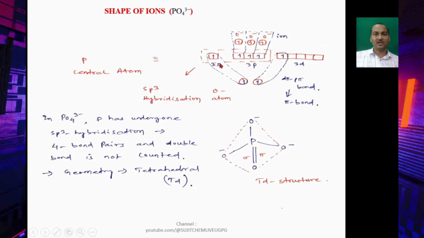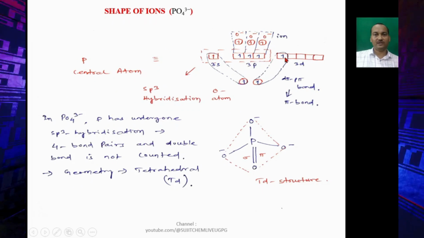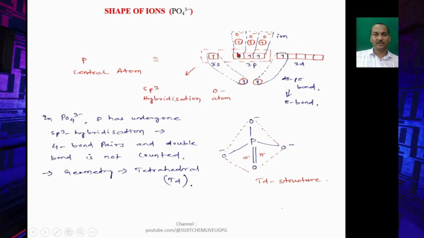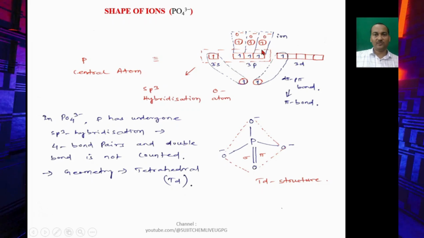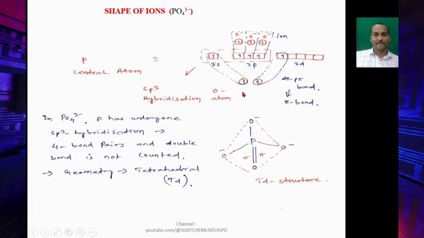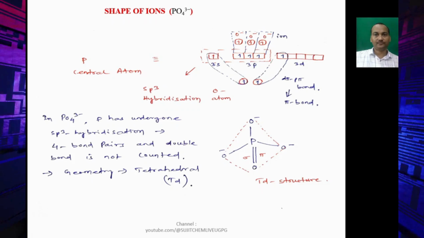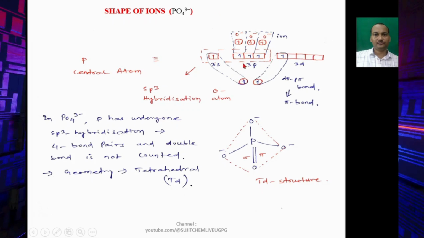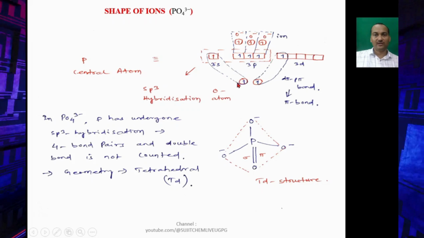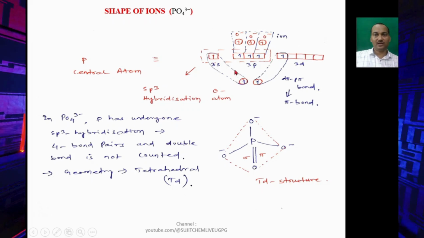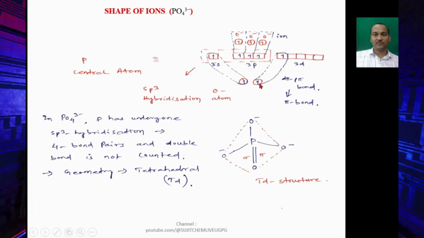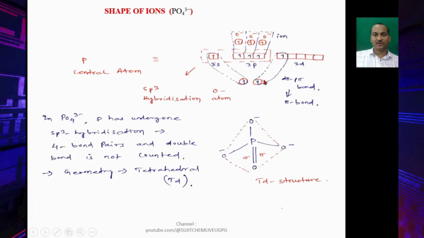So phosphorus is the central atom, 3s1, 3p3 and 3d1. Here the 3 O minus atoms each have 1 unpaired electron, so they can form 3 covalent bonds. Similarly, we have the oxygen atom which contains 2 unpaired electrons. It can form a covalent bond with the 3s orbital, and it can also form a d pi p pi bond. So that is a pi bond.